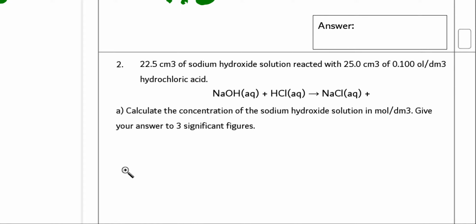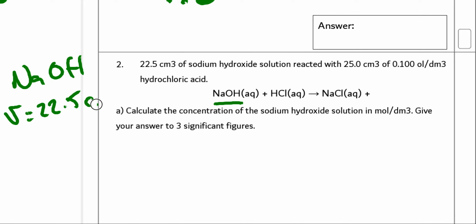Okay, so in this situation, we are going to now calculate. So again, what we're looking for, so we've got sodium hydroxide, so that's this one. So what do we know so far? So NaOH. So the volume here is equal to 22.5 centimeters cubed, which again we want to convert. We always want to convert, or 99 times out of 100, want to convert to decimeters cubed. So converting this into decimeters cubed, you can do this now, you can do this when you need it, it doesn't matter. You're going to need to do it at some point.